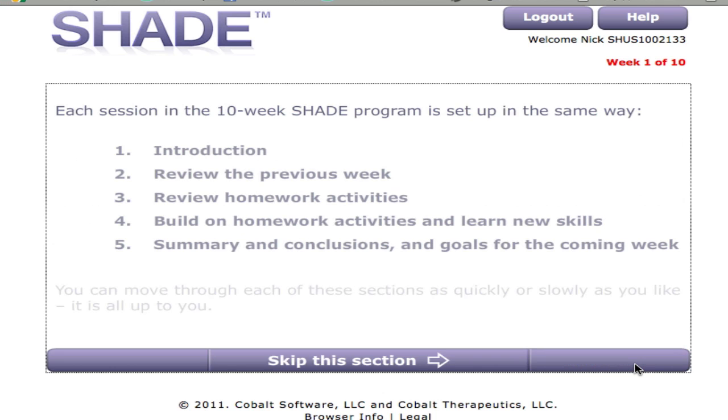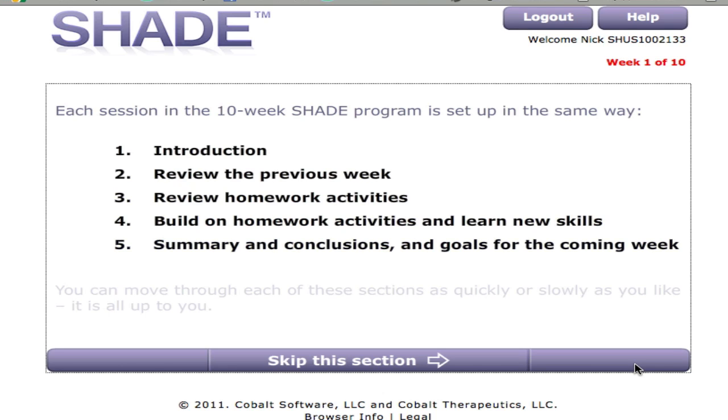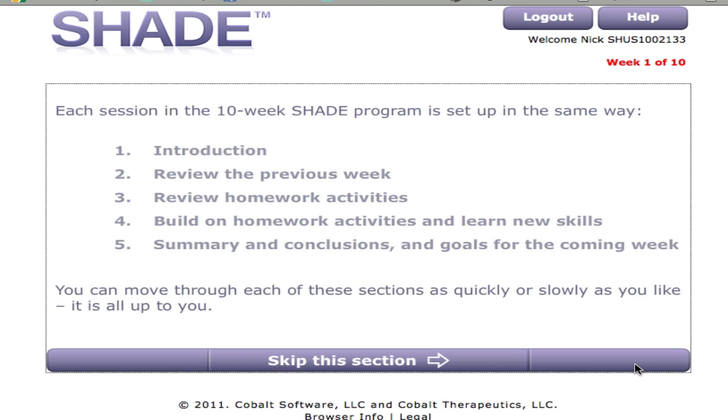Each session in the 10-week SHADE program is set up in the same way. First, the introduction, then review the previous week, then review homework activities, then build on homework activities and learn new skills, and finally a summary and conclusions and goals for the coming week. You can move through each of these sections as quickly or as slowly as you like. It's all up to you.